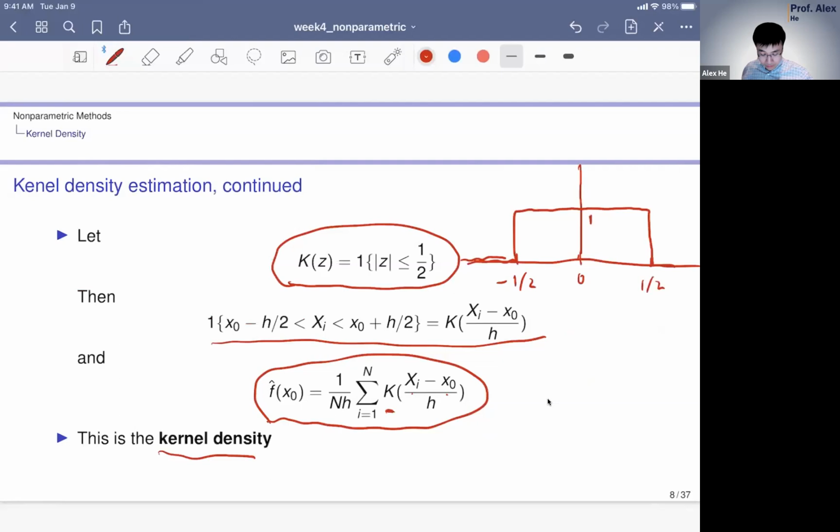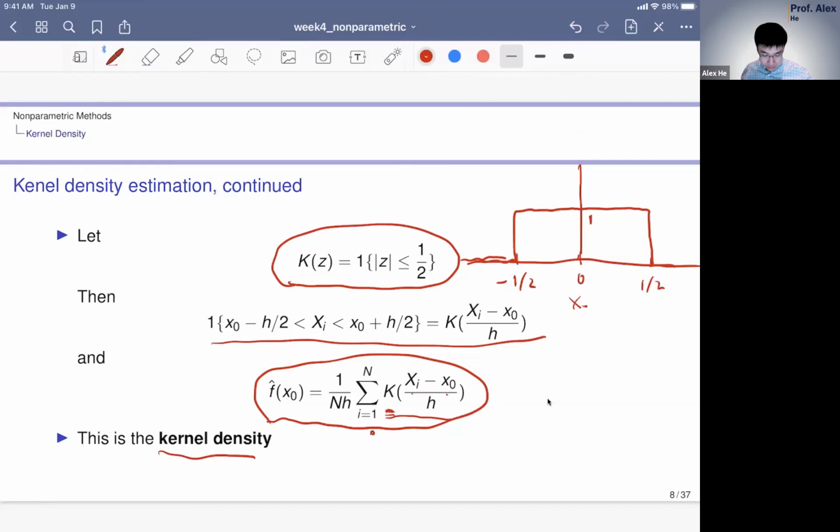So basically, you take this k function for every x in your sample, and this k function only equals one if the x is within the region of x zero. So you only count the observations that are very close to x. Then you use the number of those observations divided by n, and that gives you the probability of x being within that region, and then you divide by the length of that region.